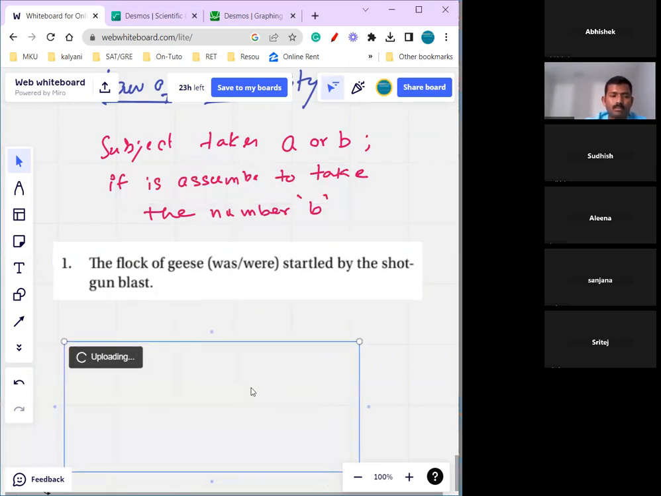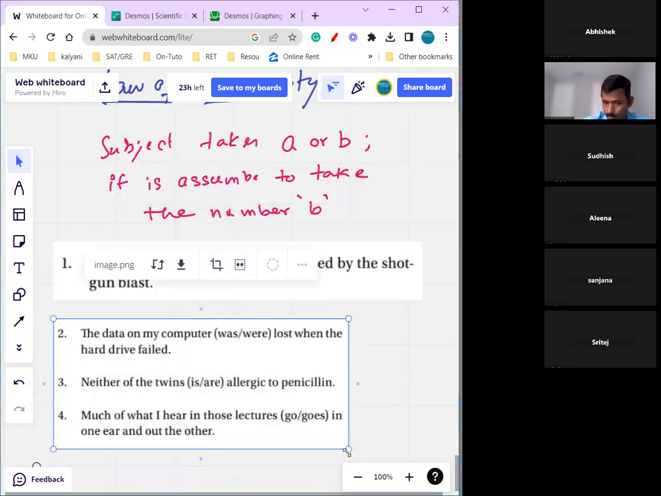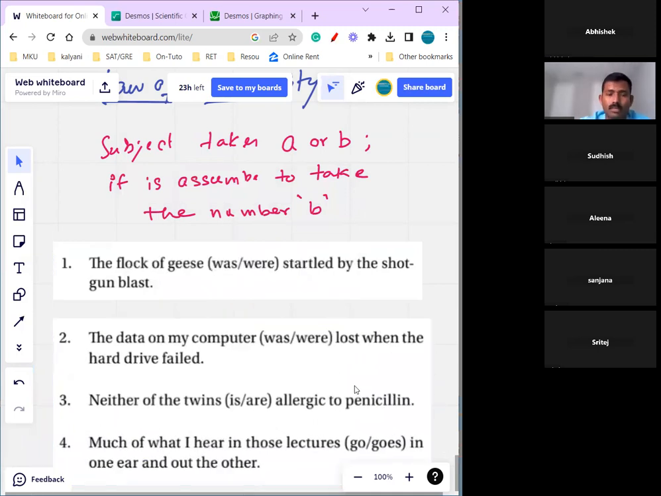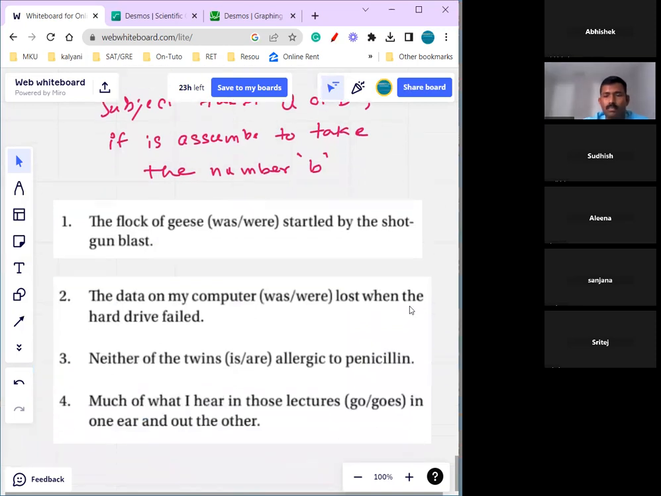Maybe we'll take turns reading. Okay, Abhishek, read the first one. "A flock of geese were startled by the shotgun blast." What do you guys think? Put it in the chat box.